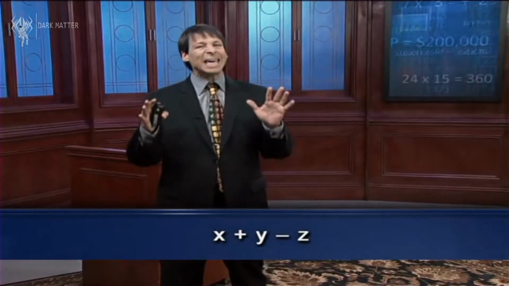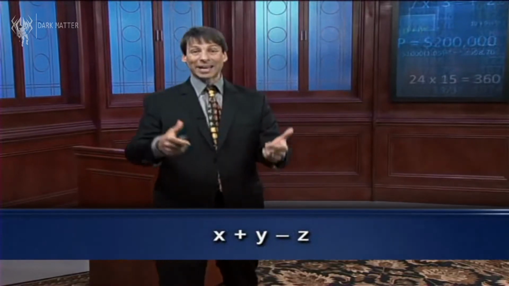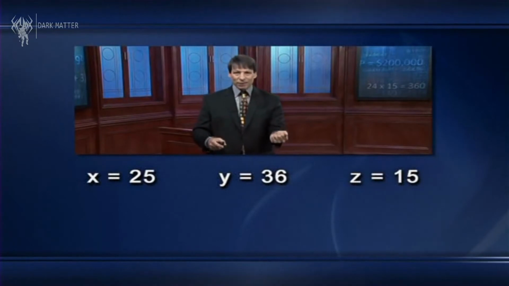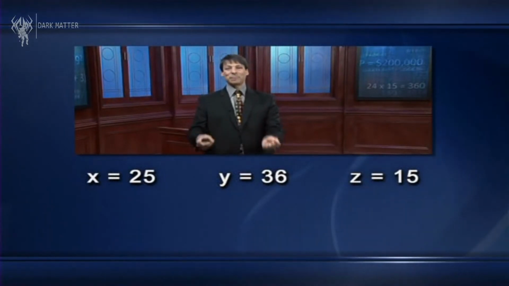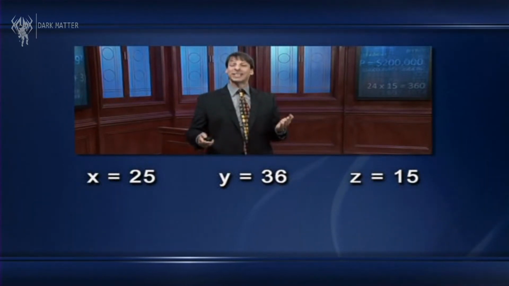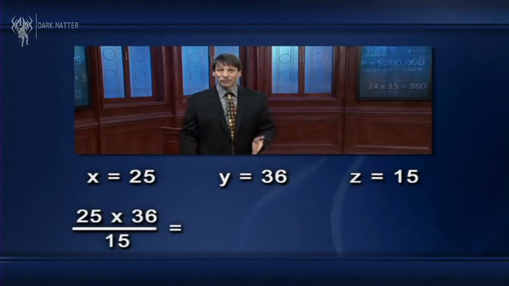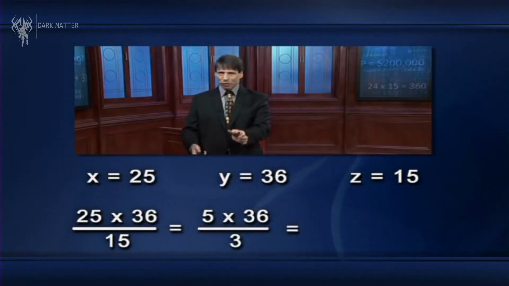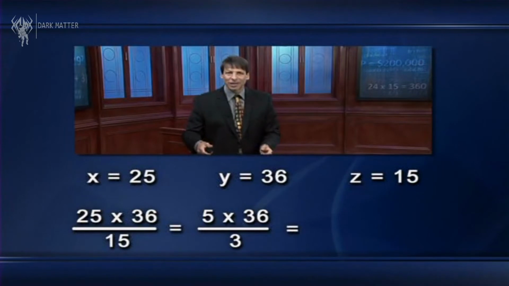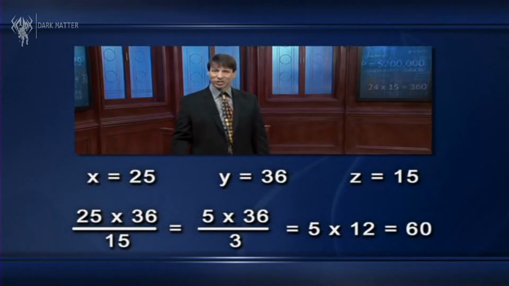Polya showed that the best estimate for the total number of typos in the document, instead of being X plus Y minus Z, is X times Y divided by Z. So in this problem, X is 25, Y is 36, that's how many typos each proofreader found, and Z was 15, the number of typos found by both of them. So the expected number of typos is 25 times 36 divided by 15. 15 has a factor of 5 and 3, and when I cancel a 5 from the 25 and I cancel a 3 from the 36, I'm left with 5 times 12, which is 60.